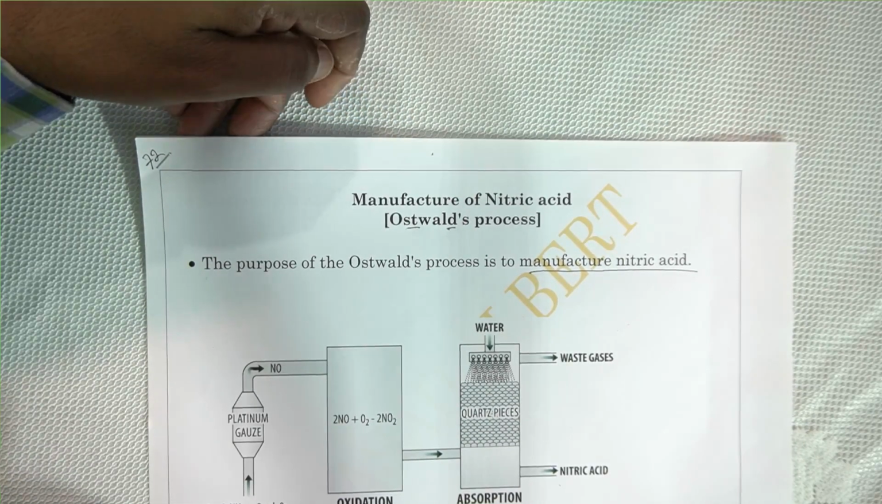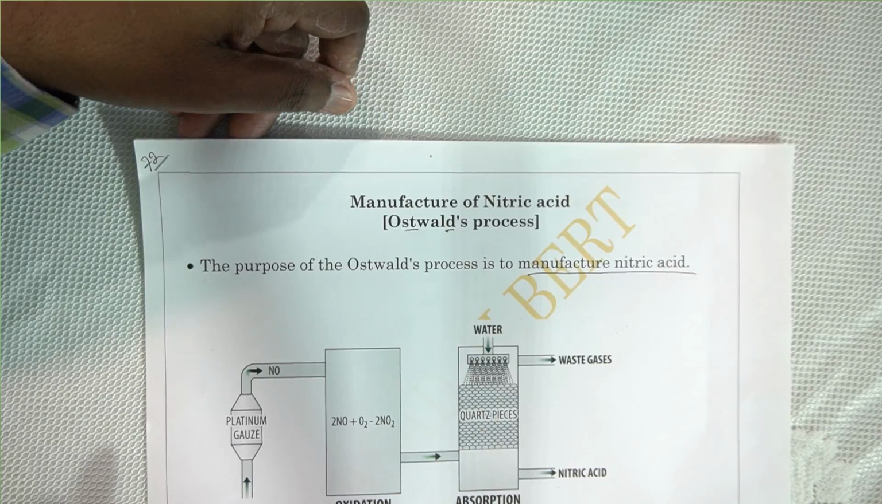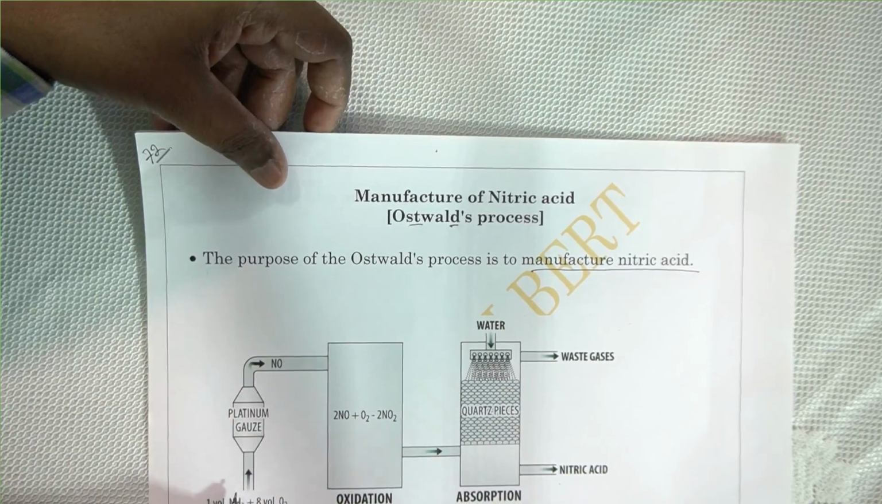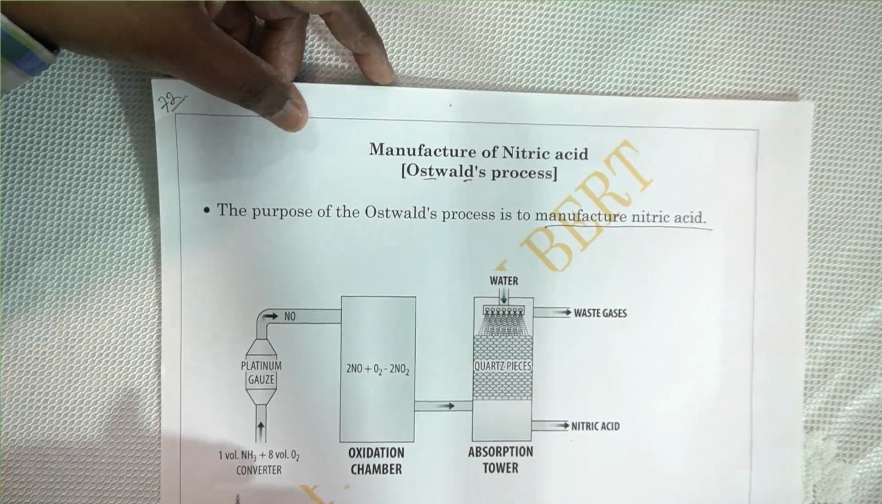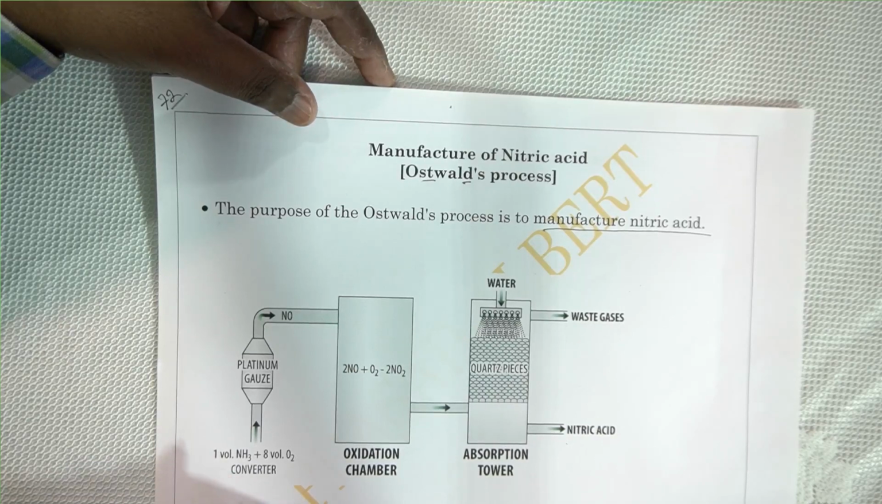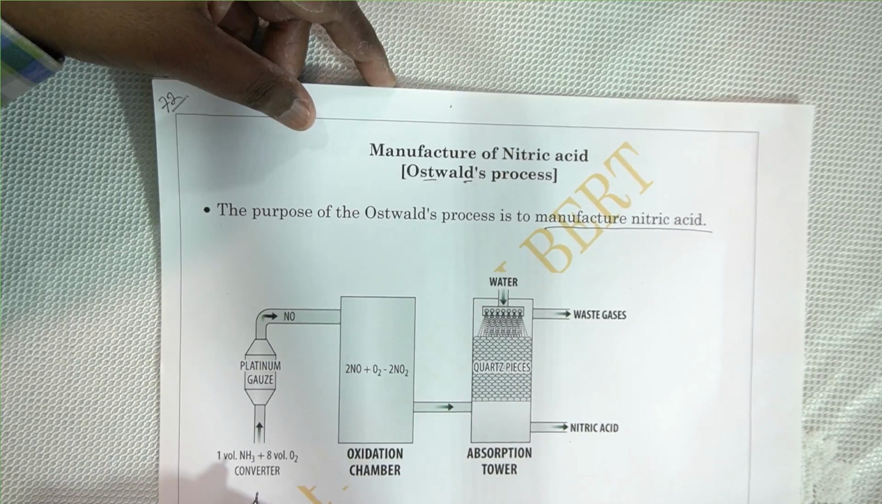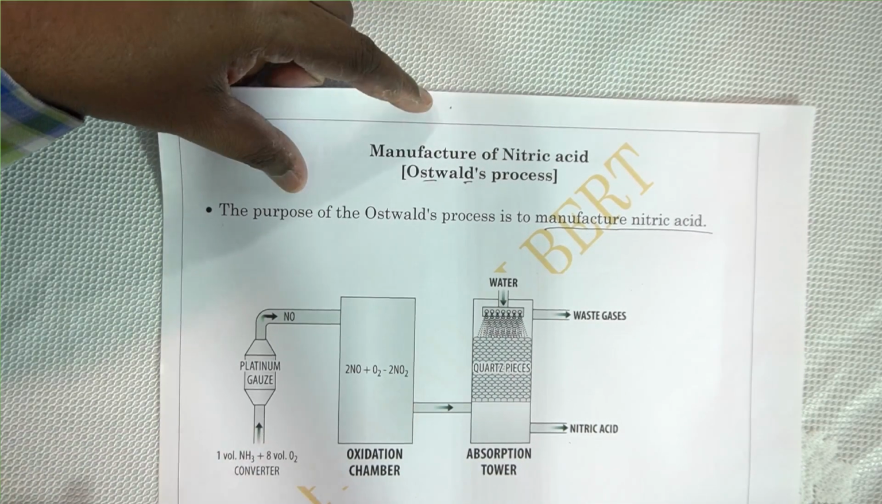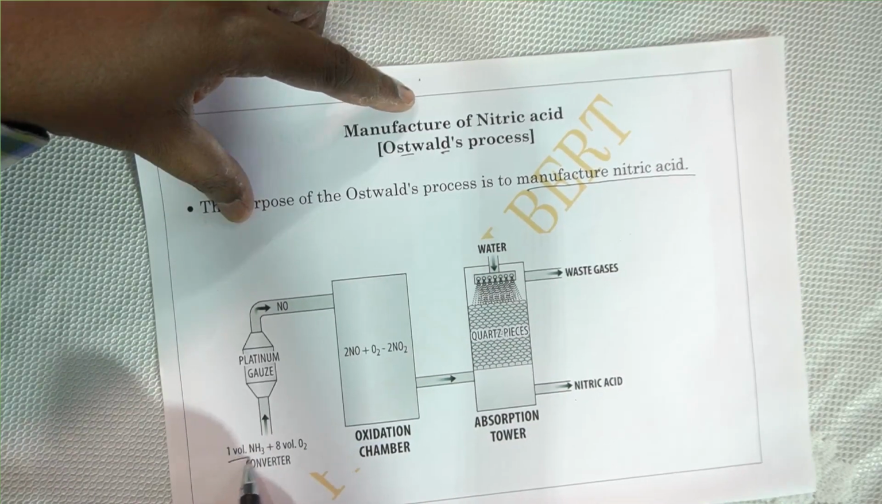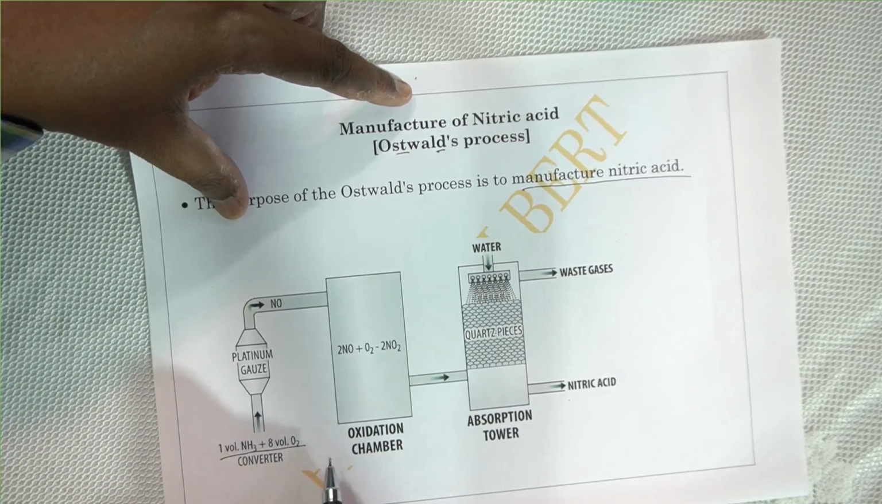Manufacture means preparing in large quantities for marketing, selling and getting profit, a commercial purpose. Since it is an industrial method, the raw material needs to be very cheap. The reactants are known as raw materials here, and they need to be very cheap and also widely available. So what is used here is ammonia and air.